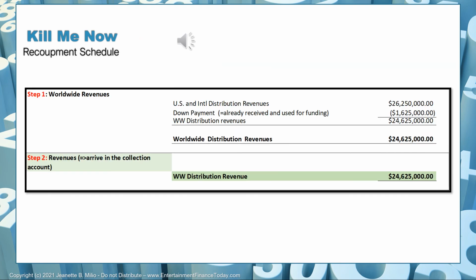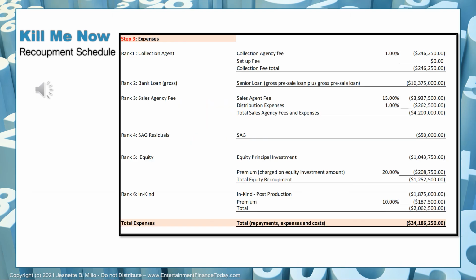So let's take a look at our recoupment. First, we are going to establish our revenues. We have US and international distribution revenues established at 26,250,000, as we mentioned earlier. Of that, we received already 1,625,000 from the distributors as a down payment. So we're only receiving now 24,625,000 into our collection account. So that means that the worldwide revenues are now placed in the collection account and expenses can now be paid from that. Let's take a look at our expenses.